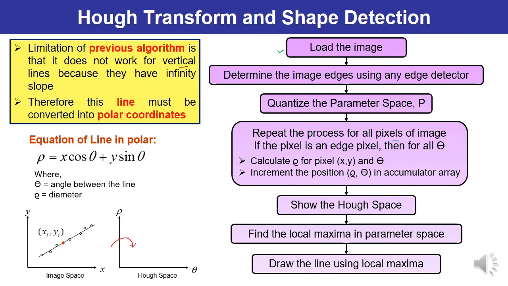Then increment the position by 1 in the accumulator array. The accumulator array is denoted by P. Increment by 1, evaluate, again increment by 1, evaluate, until you cover the entire space. Whatever resultant you get is the Hough space. Again, determine the local maxima in that parameter space, and if you are able to evaluate the local maxima, then we shall be able to draw the line using that local maxima. So this is the modified Hough transform which is defined for the polar coordinate line. You must remember this as well.